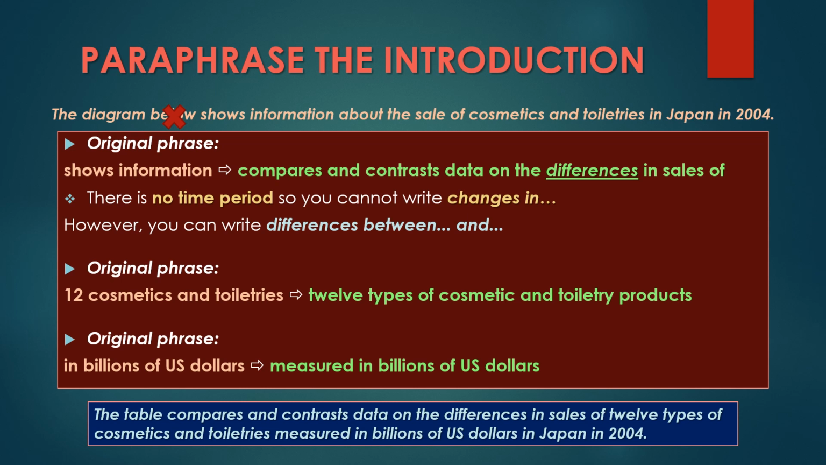Shows information should be changed into compares and contrasts data on the differences in sales of. There is no time period, so you cannot write changes in. However, you can write differences between, and 12 cosmetics and toiletries can be converted into 12 types of cosmetic and toiletry products, in billions of US dollars should be written as measured in billions of US dollars.